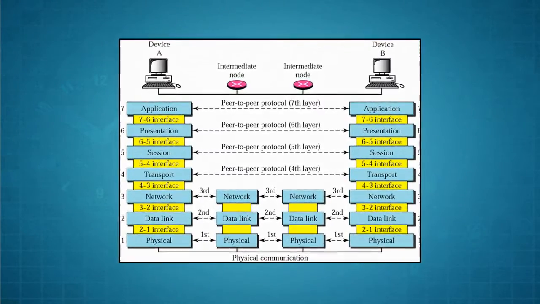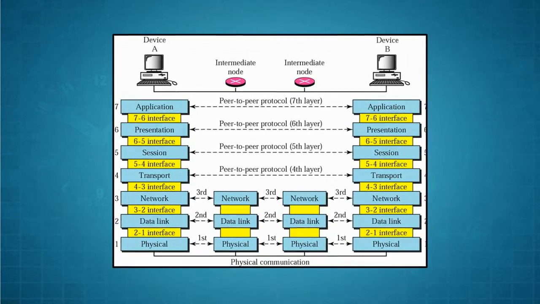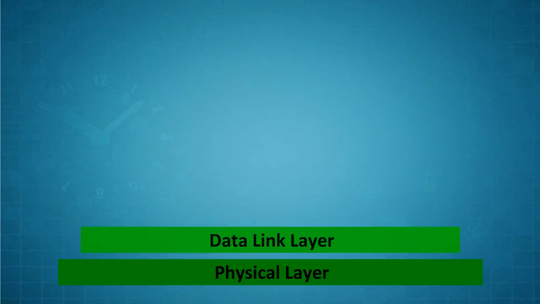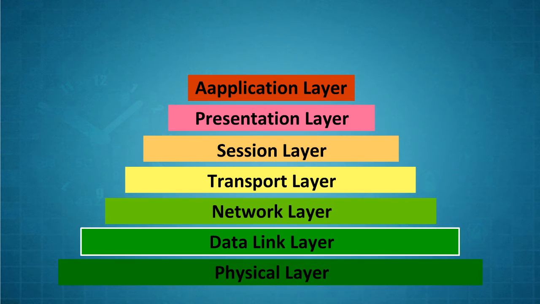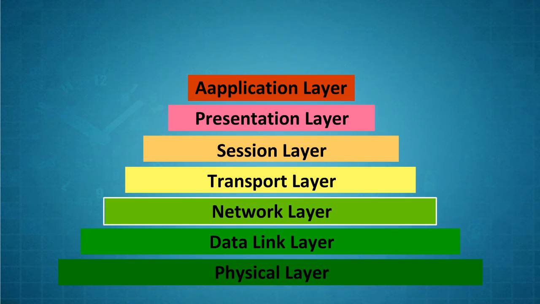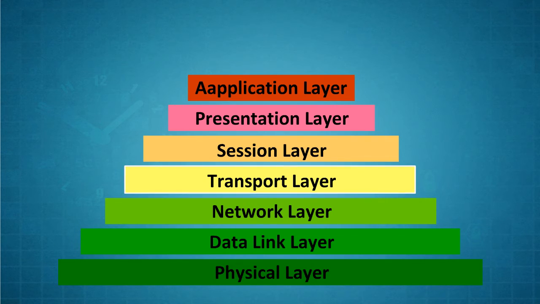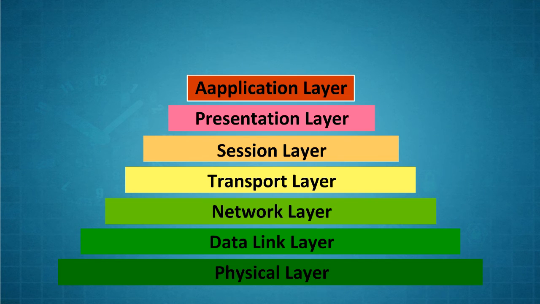ISO Open System Interconnection (OSI) model. The ISO Open System Interconnection (OSI) model lists 7 layers in network protocol. They are the physical layer, data link layer, network layer, transport layer, session layer, presentation layer, and application layer.